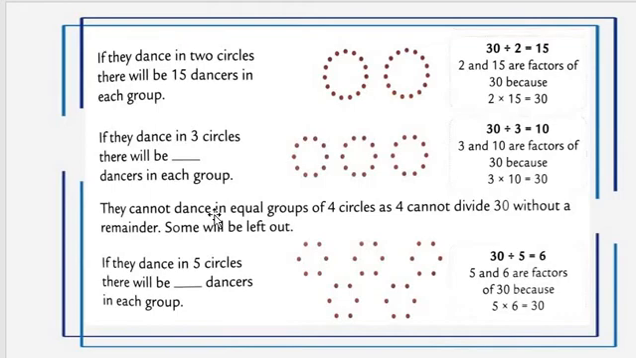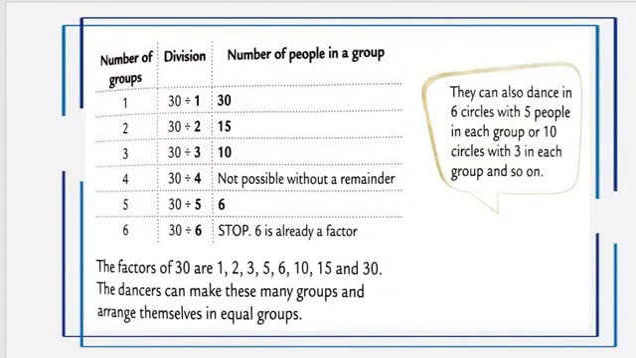So there will be some dancers left out. Okay, if we make circles of 5, it's possible. Understood, my dear students? Now we move on further. Number of groups, division, number of people in group. How can we decide, my dear students? Like that we decide for the dancers using this table.